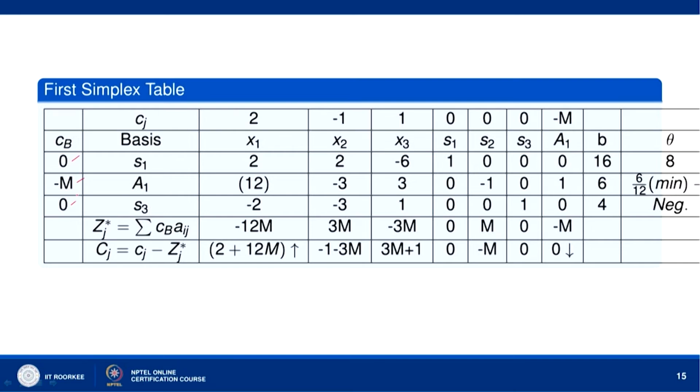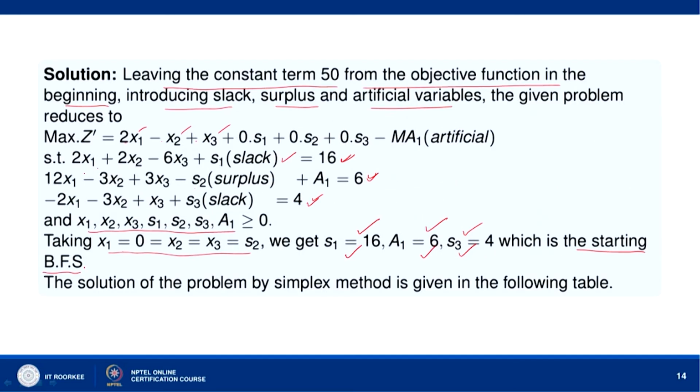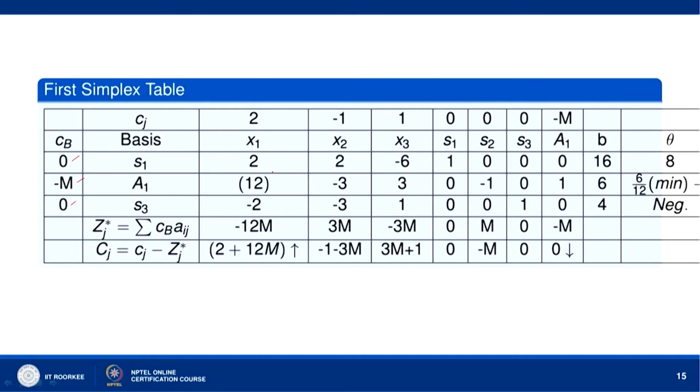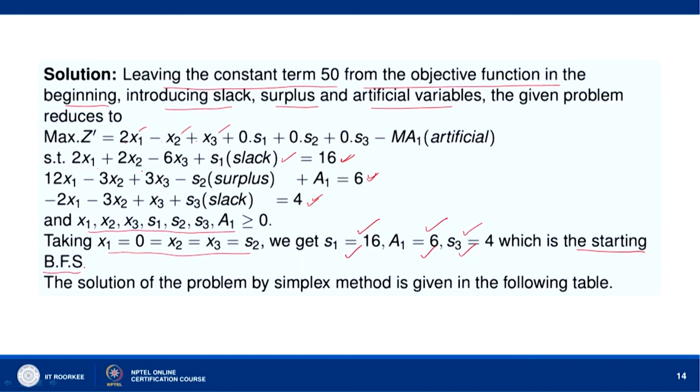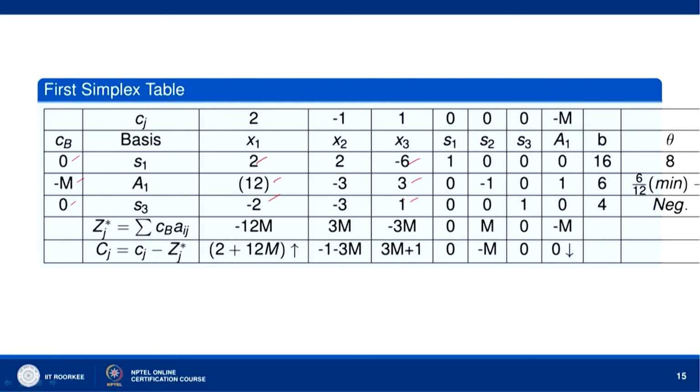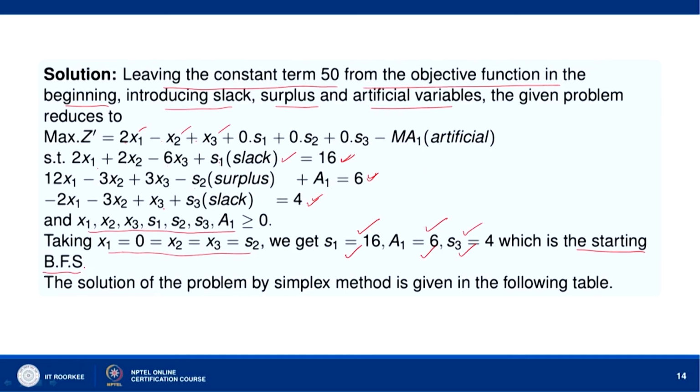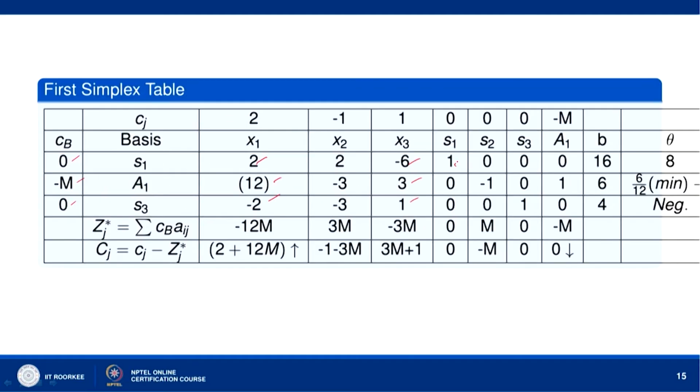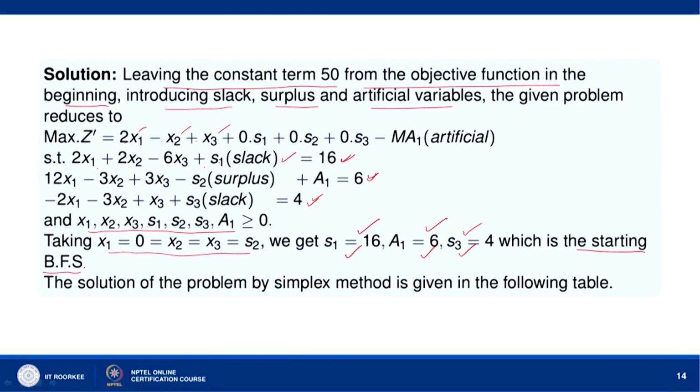In the x1 column we get 2, 12, minus 2. The x2 column has coefficients of x2 in the constraints: 2, minus 3, minus 3. The x3 column: minus 6, 3, 1. The s1 column: 1, 0, 0. The s2 column: 0, minus 1, 0.